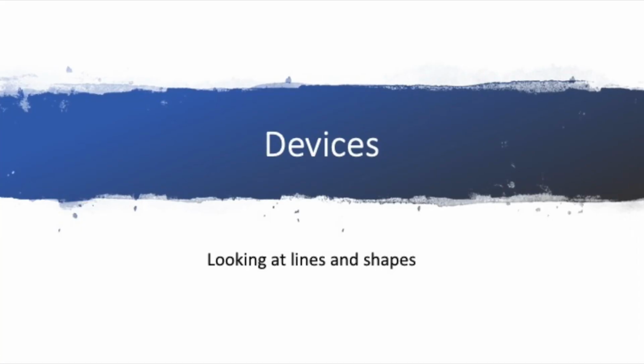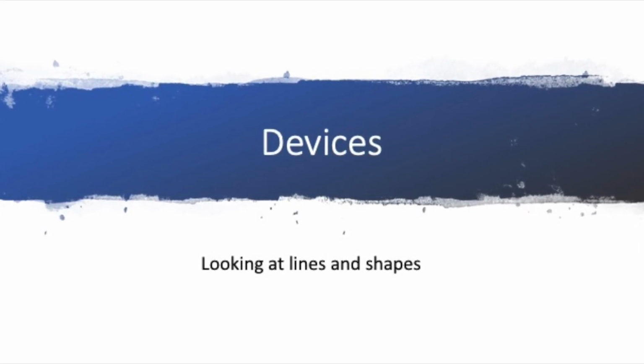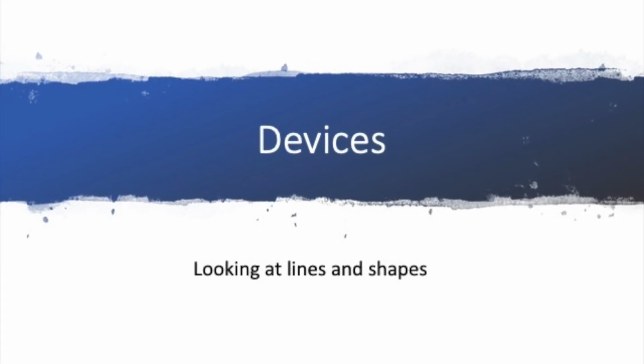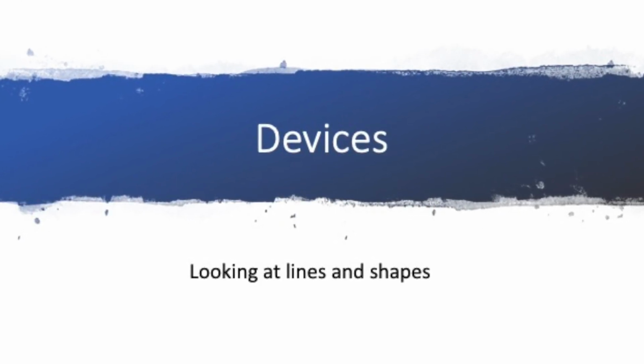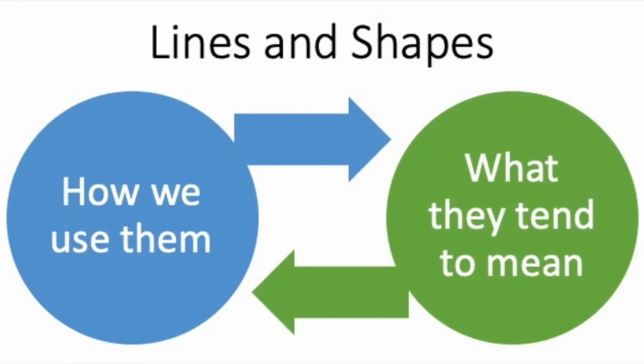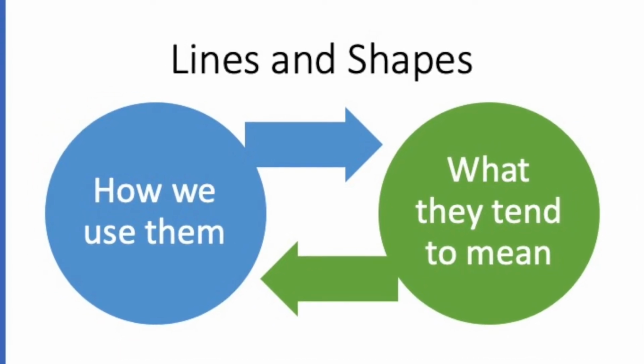So we've taken some time to look at color. Now let's look at some devices of art, like line and shape. Those are also called elements of art. We can use these devices in any symbol or logo or design that we create. Lines and shapes tend to have different meanings, so we should pay attention to how we use them.